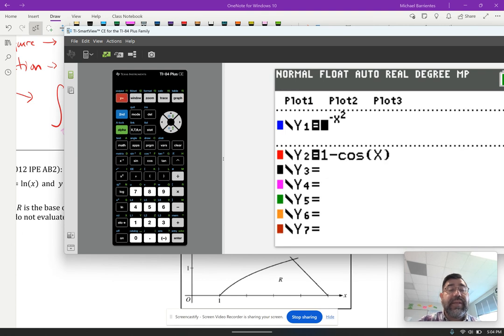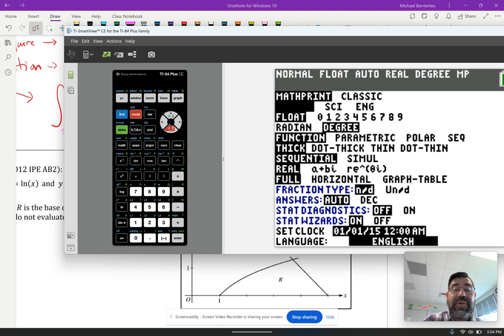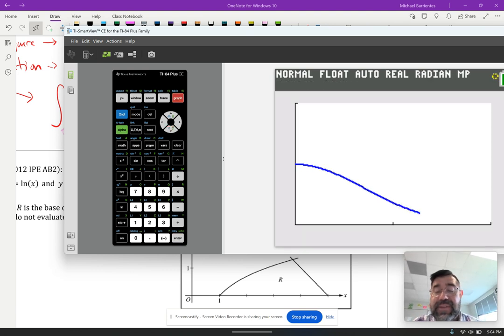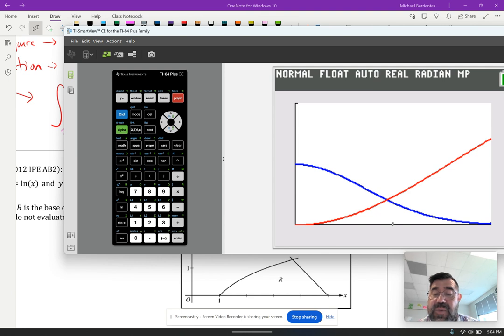Oh, I think I am not in... Oh, look at this. Somebody reset my calculator to degrees. So I need to go back to mode and make sure that I'm in radian. Now when I graph it, there's the first curve. There's a second curve. And now I can see, oh, maybe it's not 1, is it?